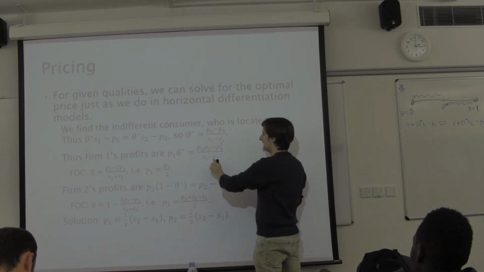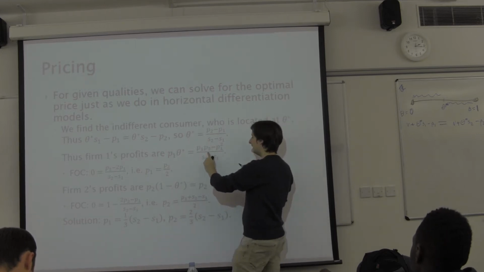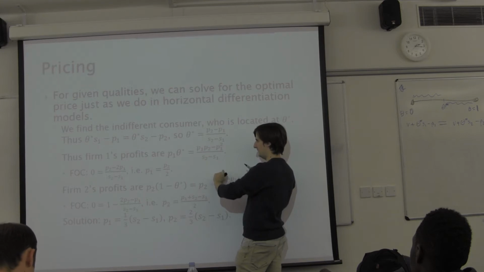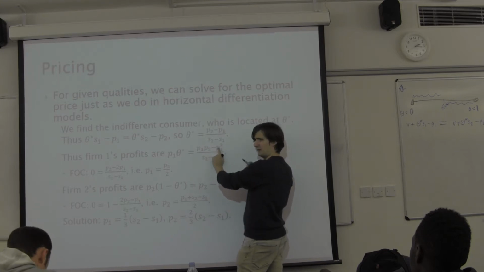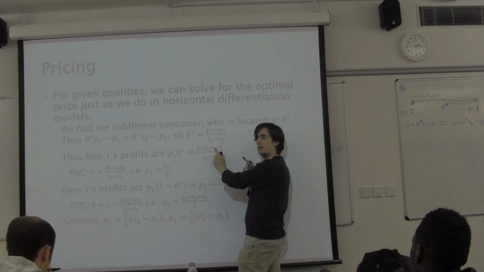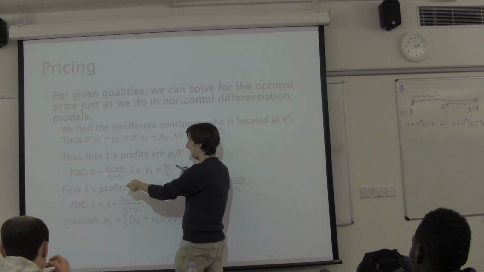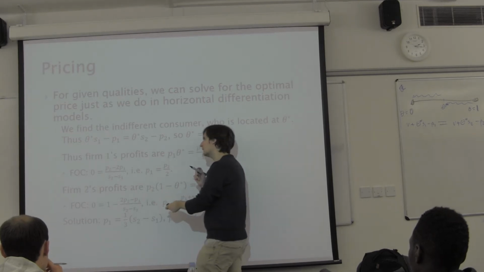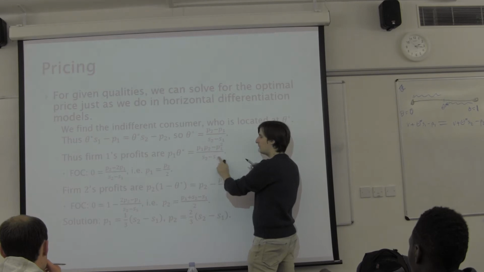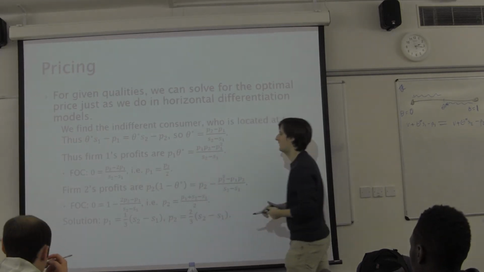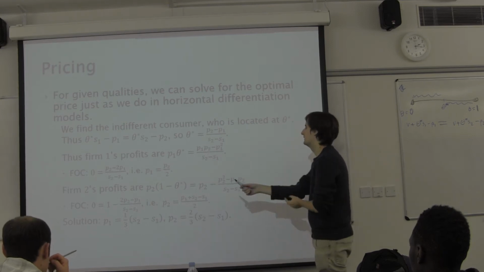So when we differentiate the first bit, we've got P1 there, so that's going to drop out, and this means P2 over S2 minus S1. So then when we differentiate minus P1 squared, we're going to get minus 2P1. There's no price on the bottom, so it doesn't matter. We're just differentiating the price.